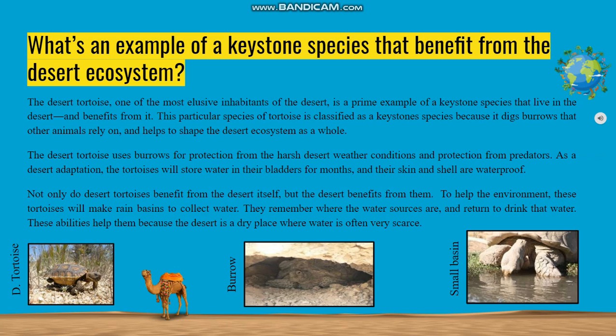What's an example of a keystone species that benefit from the desert ecosystem? The desert tortoise, one of the most elusive inhabitants of the desert, is a prime example of a keystone species that live in the desert and benefits from it. This particular species of tortoise is classified as a keystone species because it digs burrows that other animals rely on, and helps to shape the desert ecosystem as a whole.